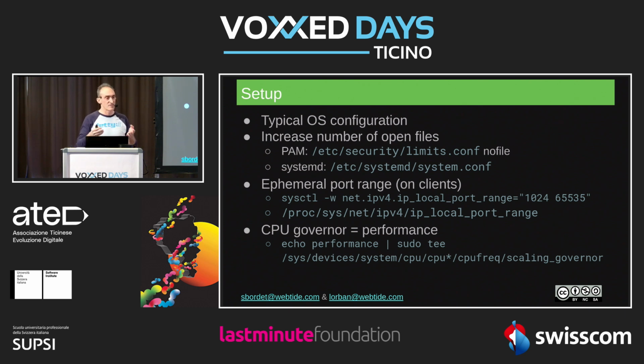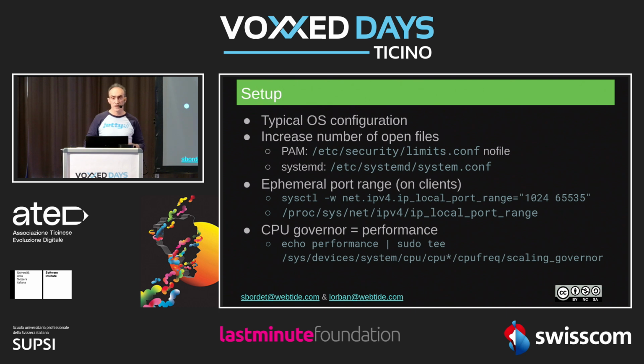Well, if you only have 1,000 open files, then the system at a certain point will say, hey, I cannot accept this connection because I'm running out of file descriptors, okay? So you need to configure this parameter.